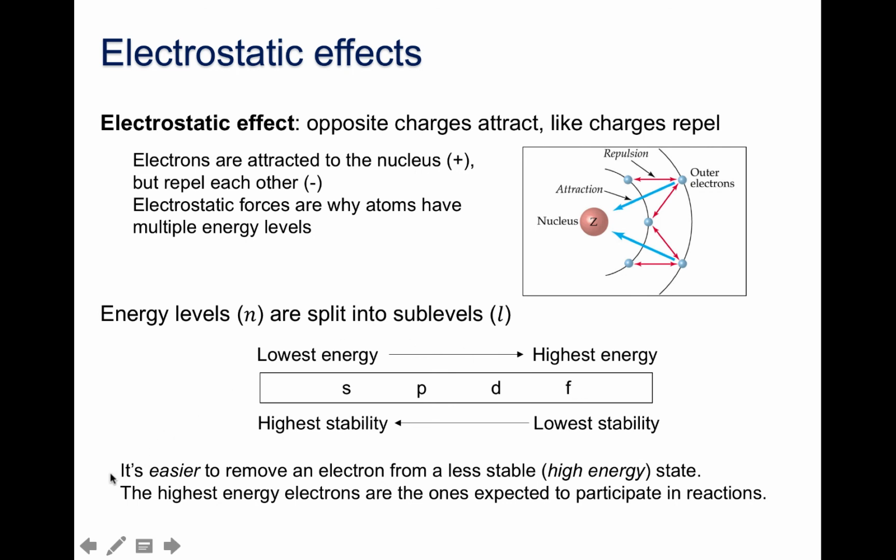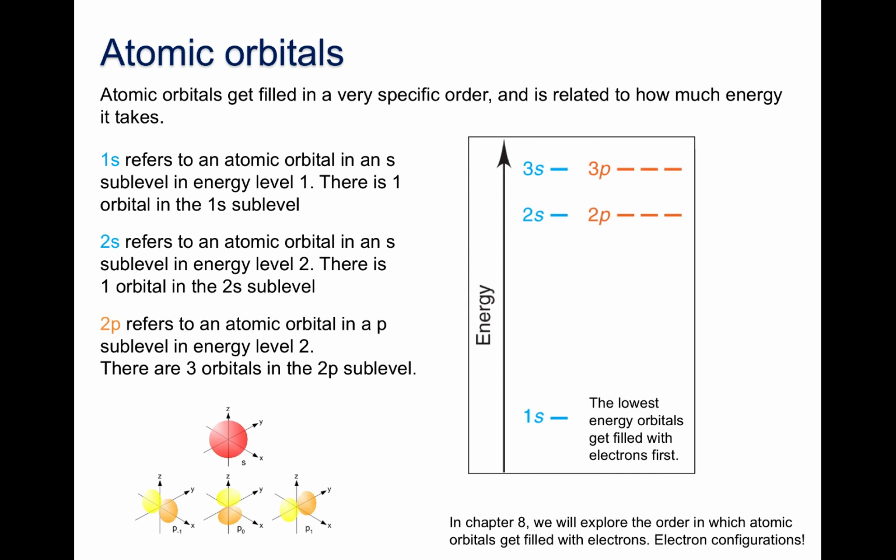And that's going to be important because it's easier to remove electrons from less stable energy states. So with these high energy states, it's going to be easier to remove electrons. So we can predict what order the electrons will be removed in. And so the high energy electrons are the ones that we expect to participate in reactions. And so what you're going to be able to do once we complete chapter 8 is predict the order of the orbitals that the electrons will fill around an atom. And that depends on how many electrons the atom actually has.